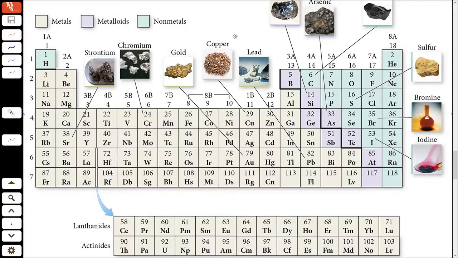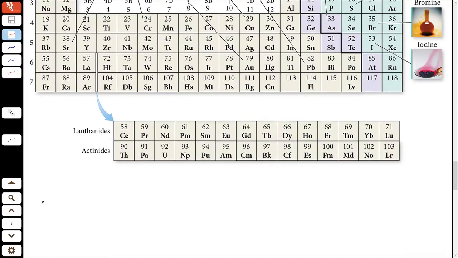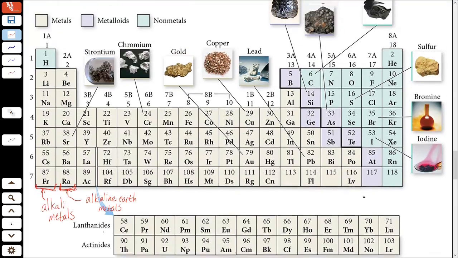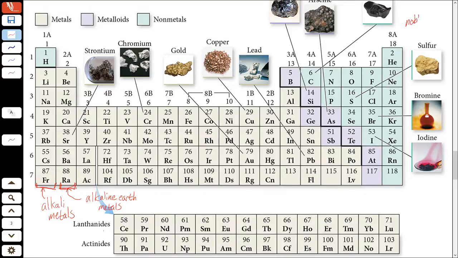The group 1A? Okay. So yes, group 1A are called the alkali metals. Yep. 2A is alkaline earth metals. Yep, 2A is the alkaline earth metals. Okay, what else? The one farthest to the right is the noble gases. Yep, so these over here are called the noble gases.